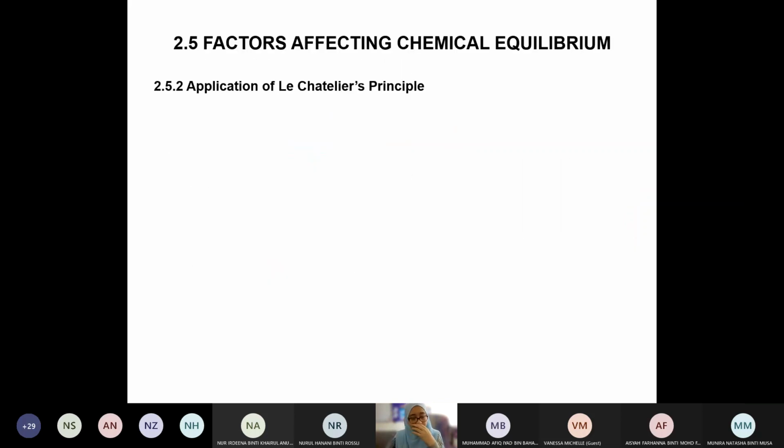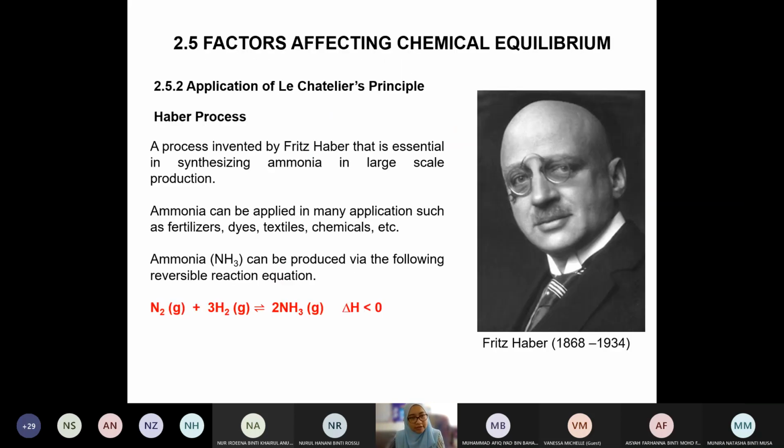Okay, alright. Any question related to the factors affecting chemical equilibrium, guys, before we proceed to application of the principle? Anyone? No, madam. Okay. All right. So if there is no question, let's proceed to the last part of topic 2, application of Le Chatelier's principle.